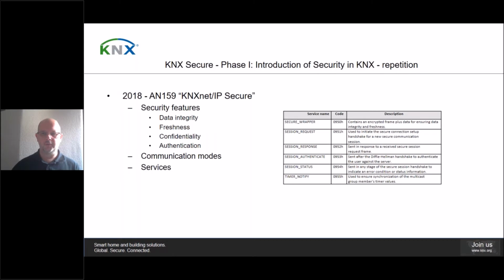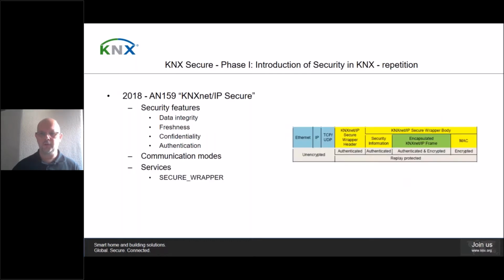There are a few services that are needed for KNX IP Secure. The service type ranges go from 0950 hexadecimal to 09FF hexadecimal. The first service is the secure wrapper. The original KNX IP frame is encapsulated entirely and is totally encrypted, opposite to data security, which only encrypts the payload.